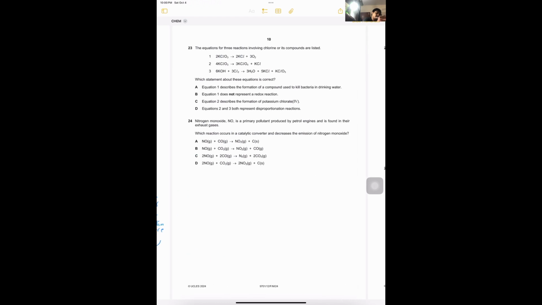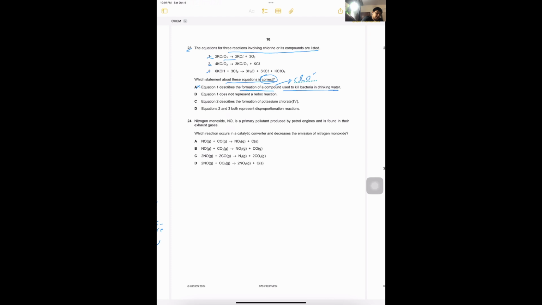Question number 23. The equations for 3 reactions involving chlorine or its compounds are listed. We can see the reactions. Which statement of all these equations is correct? So actually we will have to go by trial and error for each option. Equation 1 describes the formation of a compound used to kill bacteria in drinking water. Not really, because the compound that is needed is the ClO minus. So this is the compound that kills bacteria, and I cannot see that in equation 1, so A is wrong.